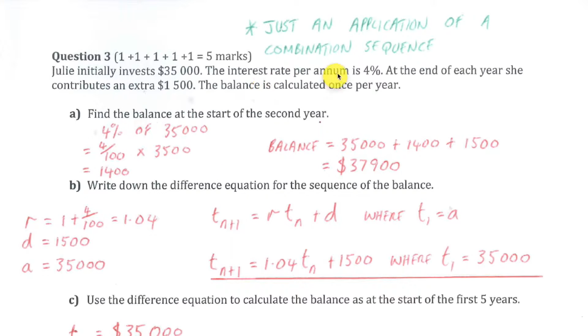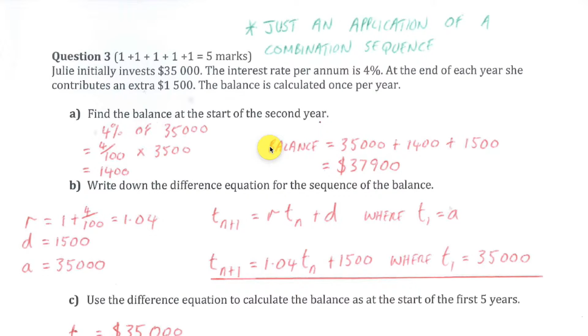So we know that there's 4% of interest earned. So we just need to calculate what 4% of 35,000 is. So 4% as a fraction is 4 on 100, and then we multiply it by the amount, and that should read 35,000, so there should be an extra zero there. But it's 4 on 100 multiplied by 35,000, which gives us 1,400. So in the first year, she earned an extra $1,400.